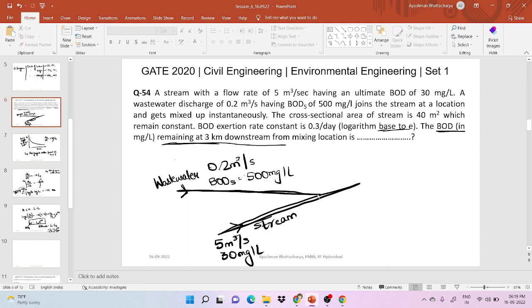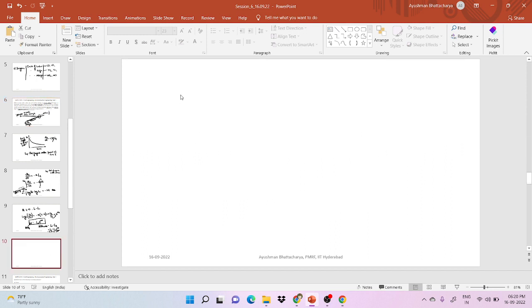Now see, to know how to approach this question. To know the BOD of the mix, we have to calculate the ultimate BOD of the wastewater, because for the stream which is flowing, they have mentioned the ultimate BOD. However, for wastewater which is discharged in the stream, they have mentioned the BOD 5. Therefore, we first have to calculate the ultimate BOD of the wastewater discharge. Then we will calculate the BOD of the mix.